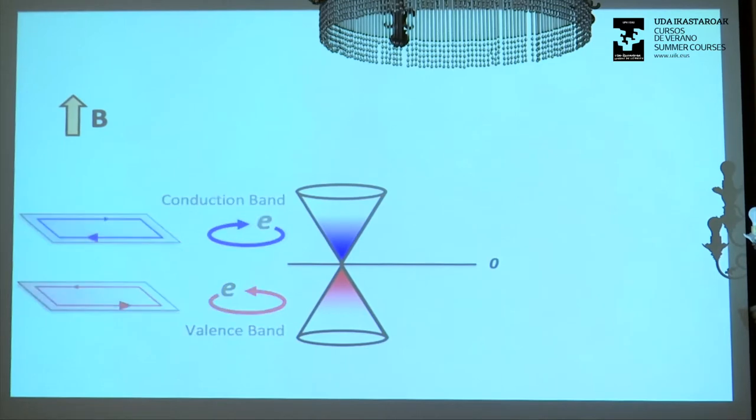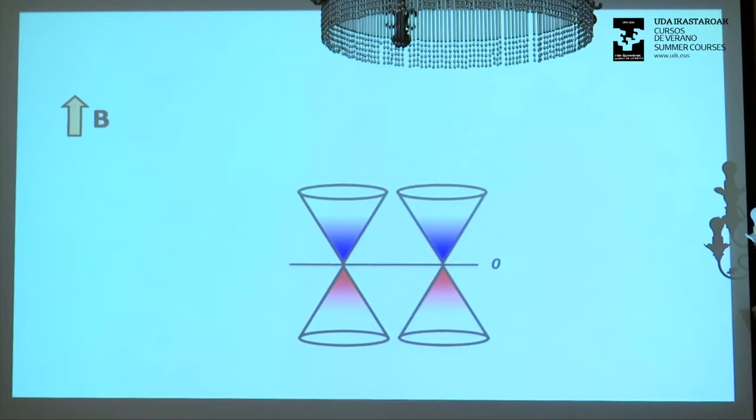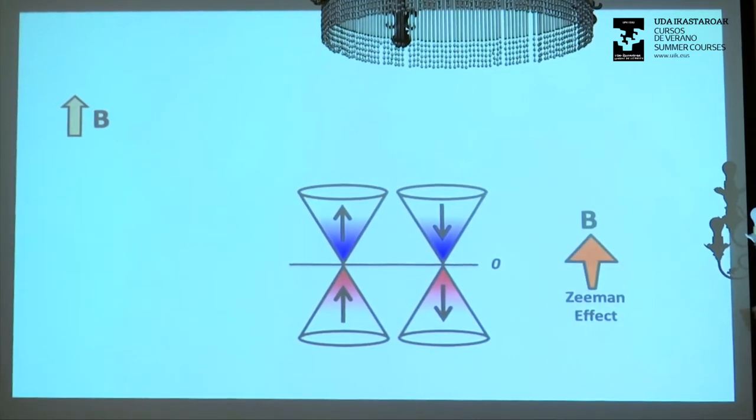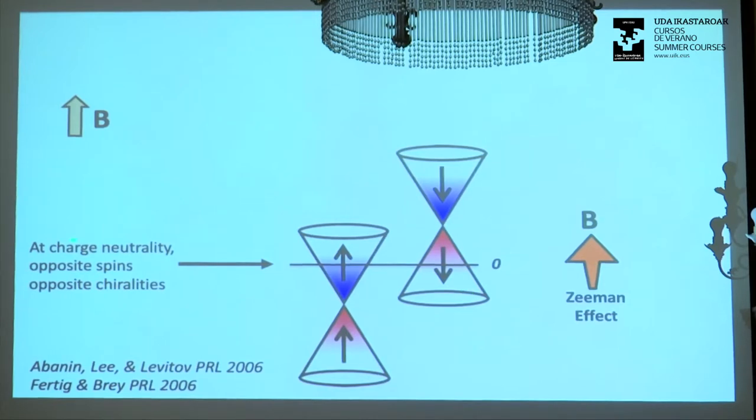Now, remember that graphene has several copies of this Dirac cone. For now, let me ignore the valley degree of freedom, the K and K prime. Let me just take the spin up and the spin down parts of the Dirac cone. This means the following. If we now apply a Zeeman field, so an in-plane magnetic field, due to the Zeeman effect, these Dirac cones will shift. Spin down will shift up, the spin up Dirac cone will shift down. So if you keep your chemical potential at charge neutrality, you will have opposite spins with opposite chiralities coexisting in the system.